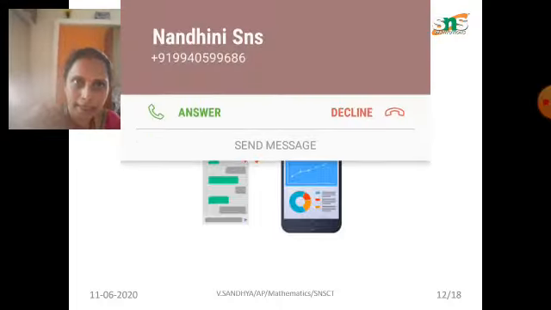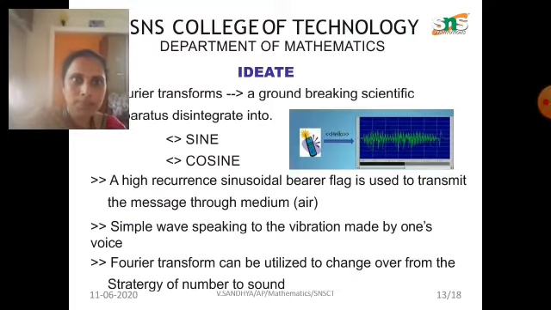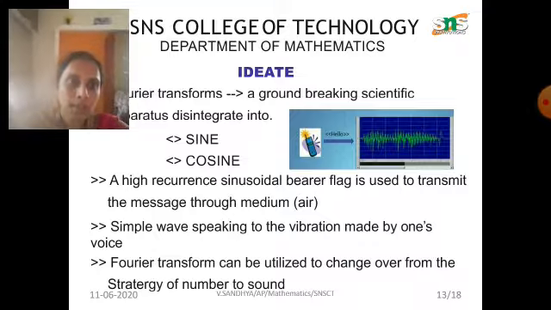Next we see ideate. Ideate generally refers to the solution identified by us for the problem, and for the above problem our solution is Fourier transform, a groundbreaking scientific method that disintegrates signals into sine and cosine. A high frequency sinusoid carrier signal is used to transmit the message through the medium. A simple wave represents the vibration made by one's voice.